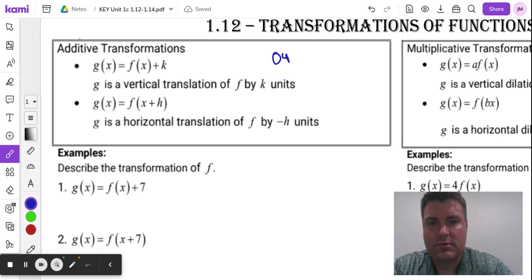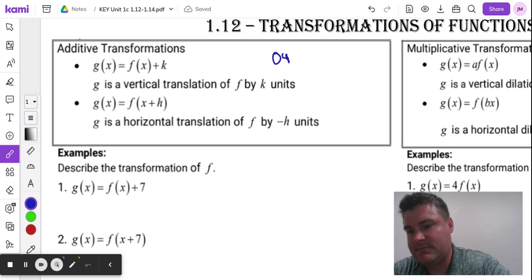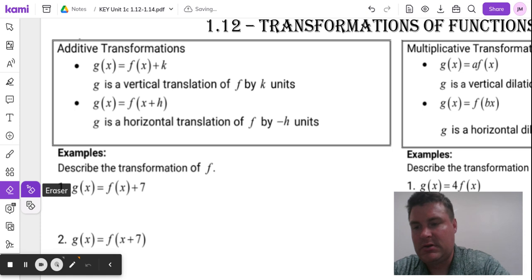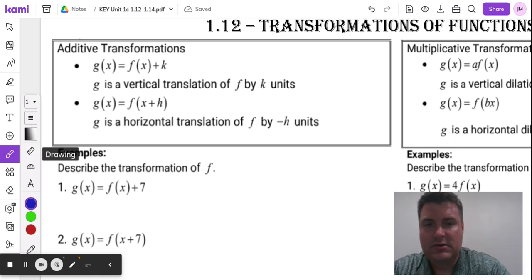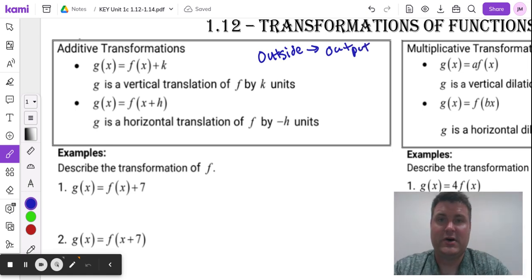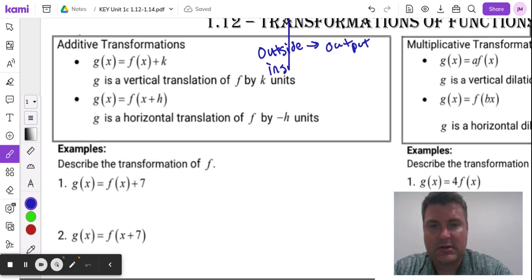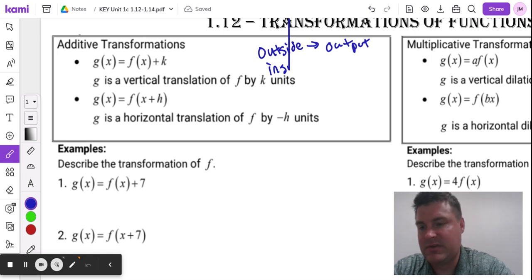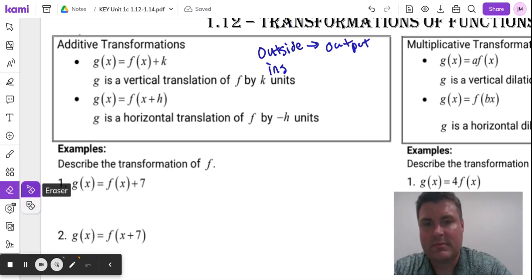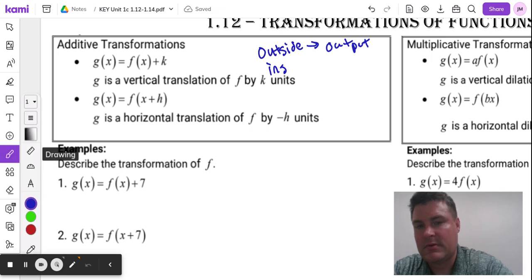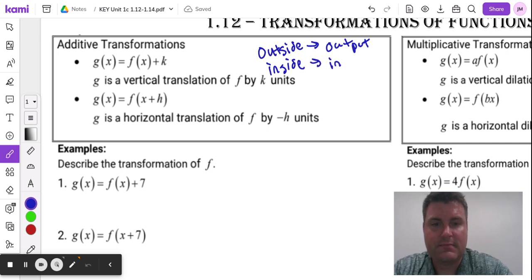Hello. I can't write on this thing. Let's try that again. So outside is output. By the way, affects the y's, affects the range. Inside, input.